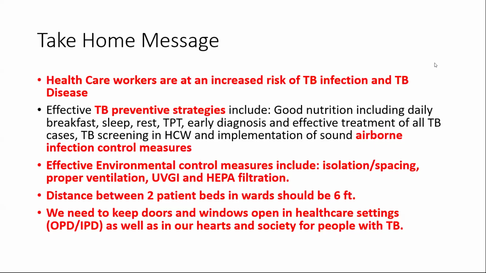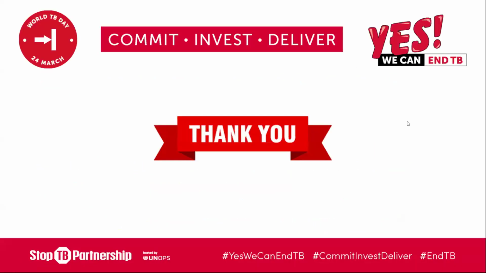Isolation, spacing, proper ventilation, UV GI irradiation and HEPA filtration. So this is effective environmental control measures. Distance between two patient beds in ward should be 6 feet, and we need to keep doors and windows open in healthcare settings, OPD, IPD, as well as in our hearts and societies for people with TB. Thank you. Next slide.